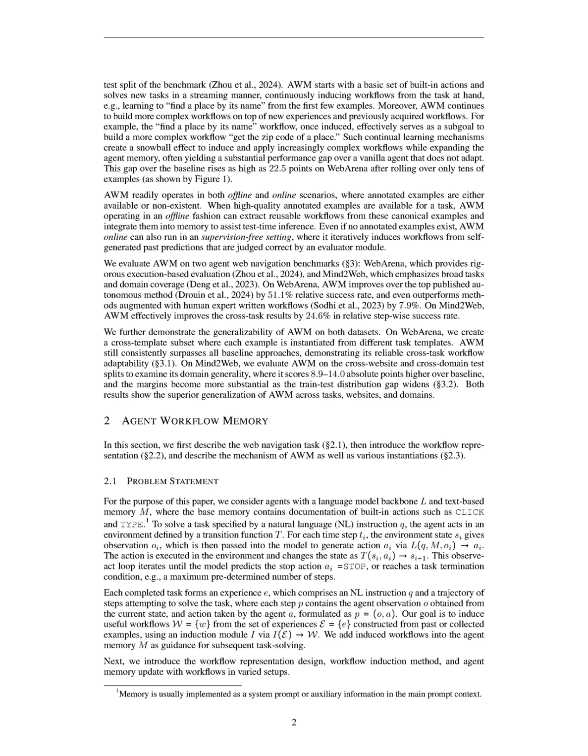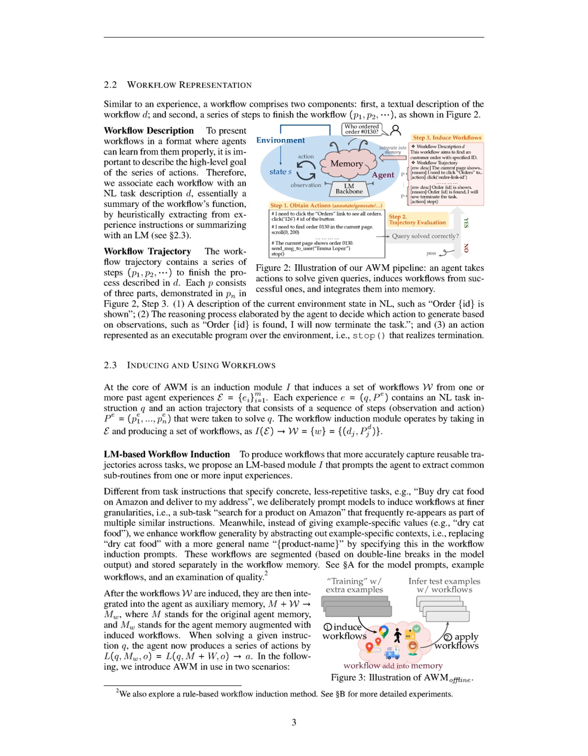First, AWM begins with a set of past experiences, each comprising a natural language task instruction and a corresponding action trajectory. An induction module, denoted as I, processes these experiences to extract reusable workflows, which consist of a high-level task description and a series of actionable steps.